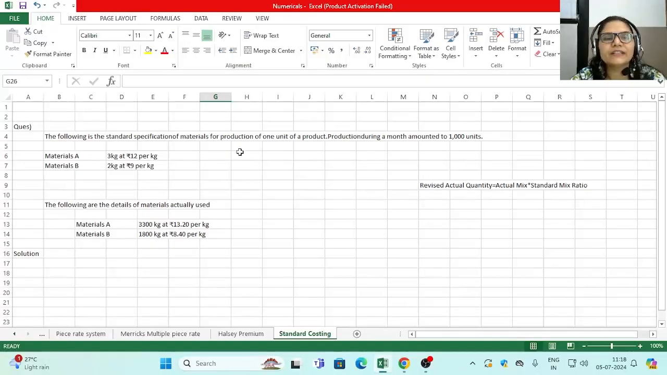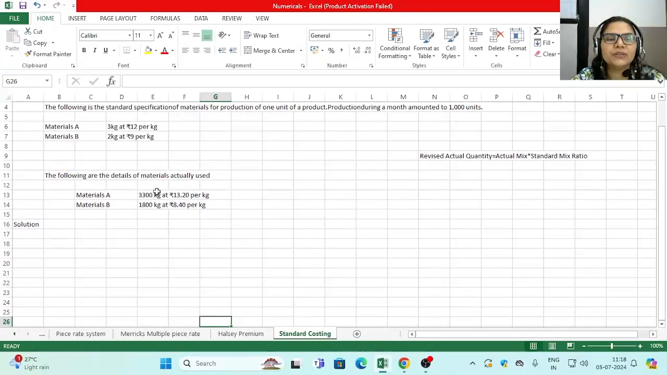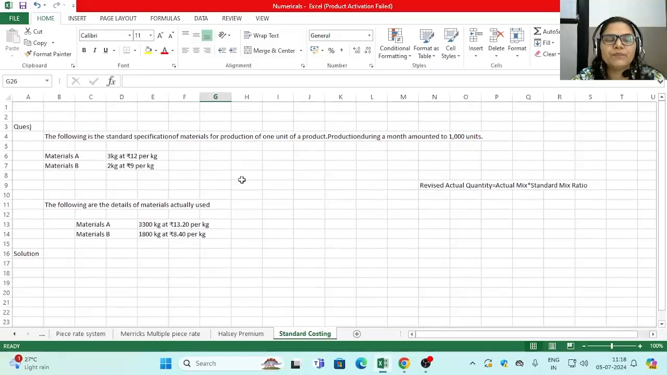The question is given over here. The following is the standard specification of material for production of 1 unit of a product. Production during a month amounted to 1000 units. Material A 3 kg at rupees 12 per kg. Material B 2 kg at rupees 9 per kg. Following are the details of material actually used, material A and material B.